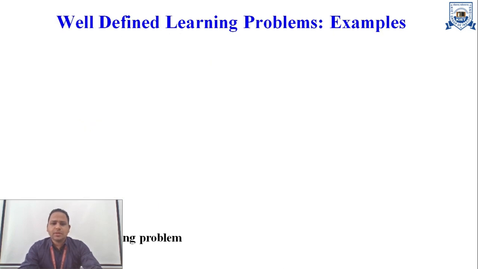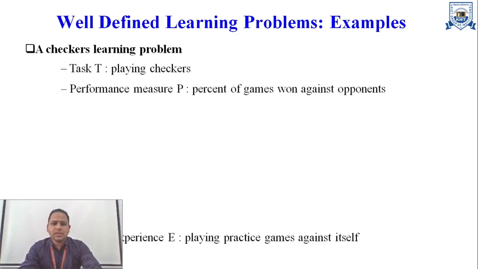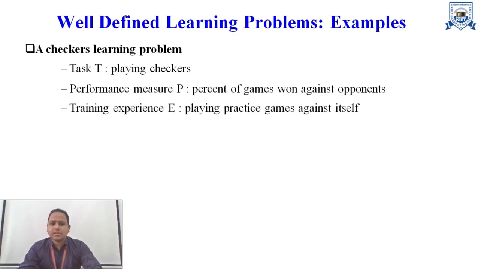Now let's see some examples under a well-defined learning problem. So let's take the checkers learning problem. So we have a checkers game. Okay, so let's see the three parameters for this checkers learning problem. So the task T will be we are playing the checkers game. So what is our task? To play the checkers game. So you can just imagine a kind of chess game.